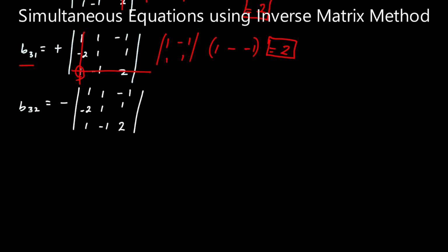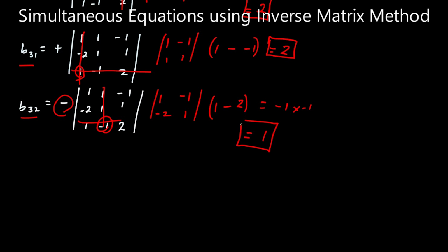We close down the element in B32, which is minus 1. We close this column, we close this row. We remain with 1, minus 1, minus 2, 1. We evaluate this, and we are going to have 1 times 1, which is 1, minus 2 times minus 1, which is a positive 2. So 1 minus 2 will be minus 1. Because the sign here is negative, we multiply minus 1 times minus 1, and it will give us a positive 1. So this is the answer that we are going to have for the element in B32.